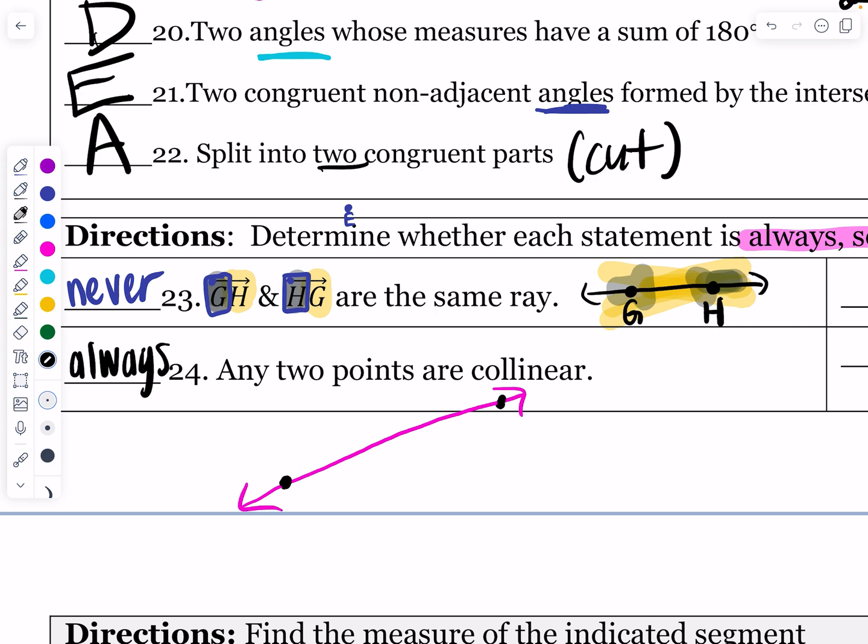Now, you might say, but Ms. Hall, if I put letters on this like A and B and C, now C isn't on the same line as A.